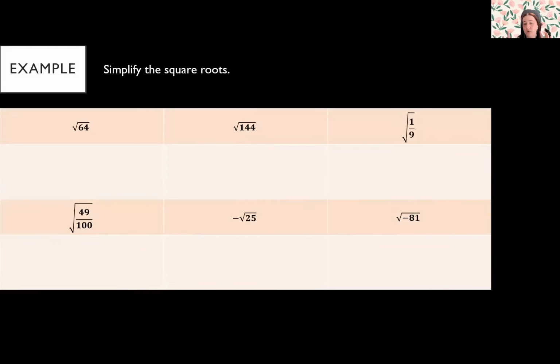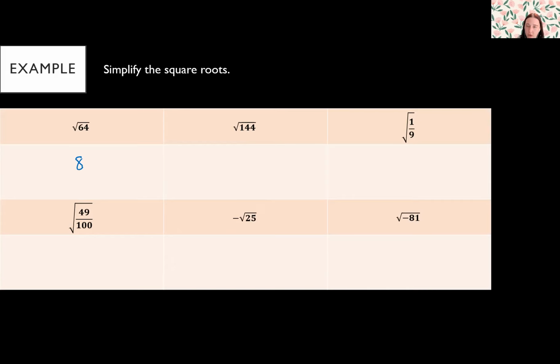So we're going to simplify the square roots. Simplify, again, means we're basically going to find what these are equal to, what the number is. These are all square roots, so we're basically going to take the square root. The first one we have is the square root of 64. If you're trying to do this mentally, if you don't have them memorized, you ask yourself, what number squared gives me 64? 8 squared gives me 64. So the square root of 64 is 8. So the answer here is 8. And if you put it in your calculator, that's what you would get.